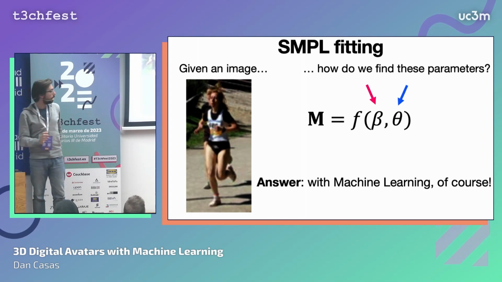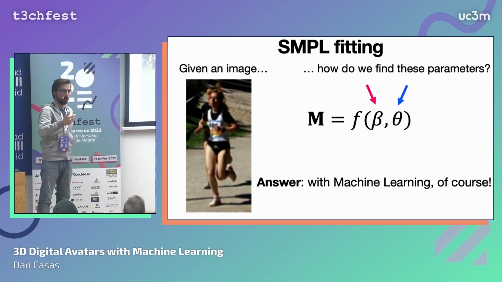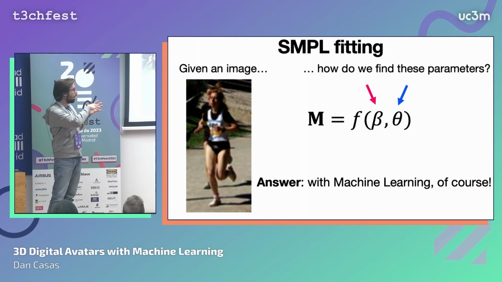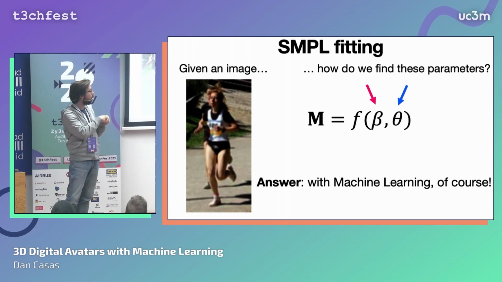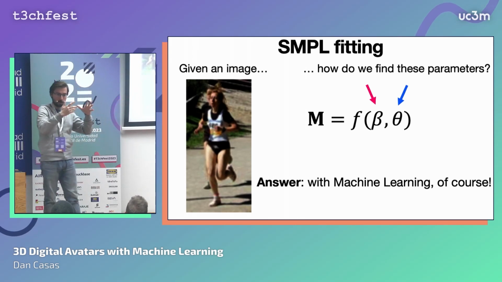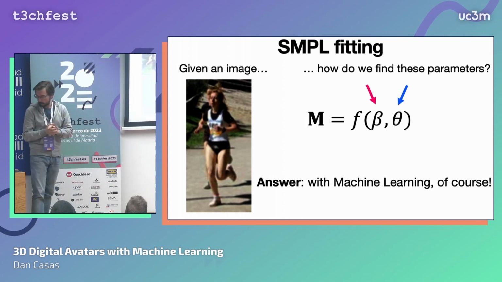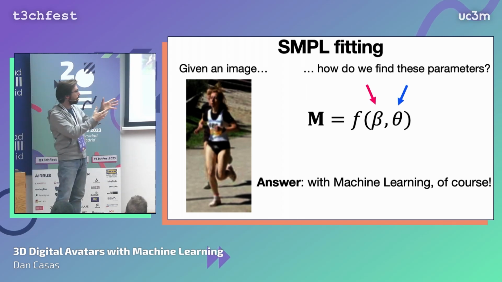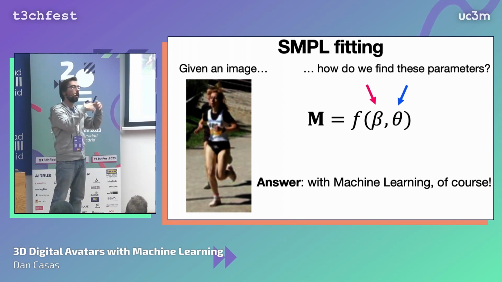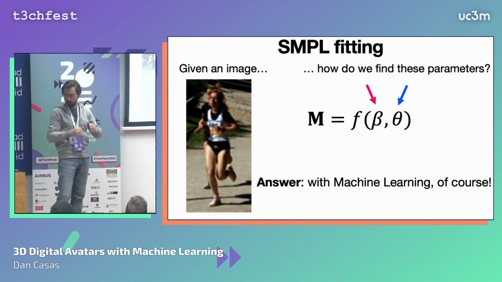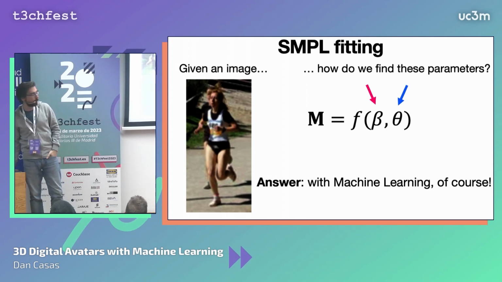Okay, the cool part here is that machine learning is helping a lot. In the previous slide, using statistics, I built a model of humans. Now with machine learning, I'm going to show you how we can find the beta and theta for any human, for any image. That's what we do, right? It's important to understand that in the previous slide, we only built the model. And now we want to find the parameters of the model for ourselves. So machine learning actually helps a lot here.